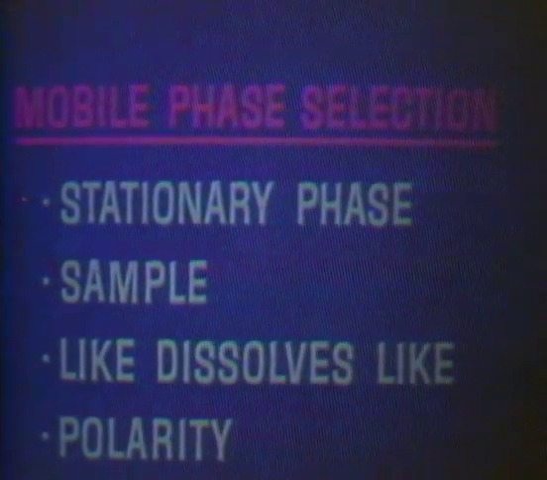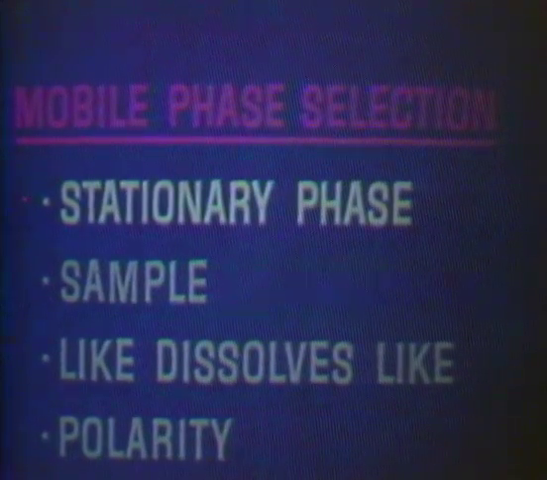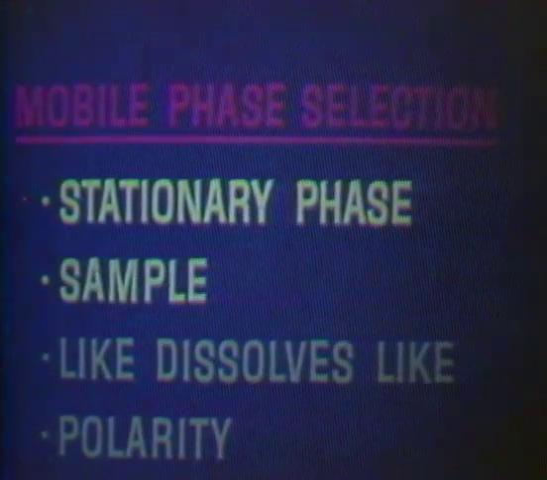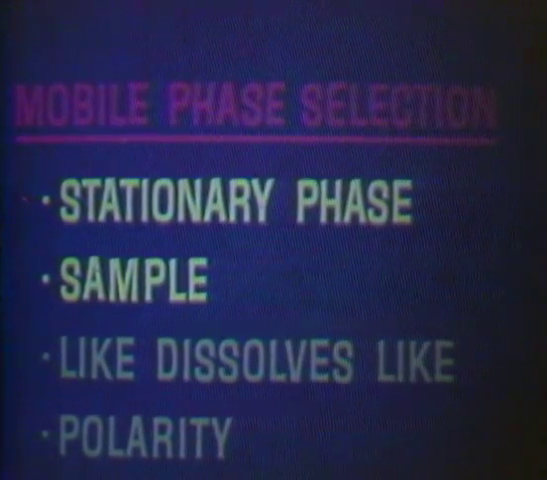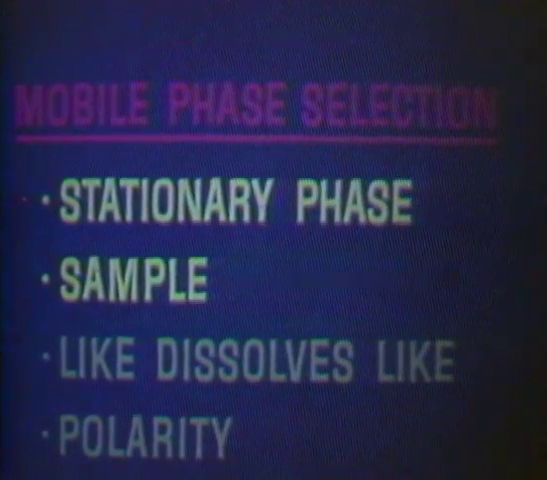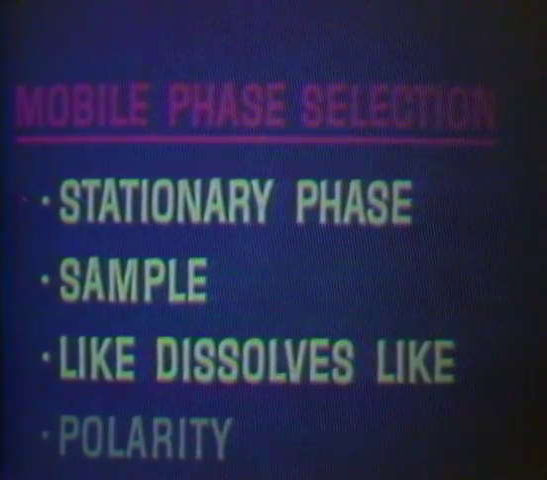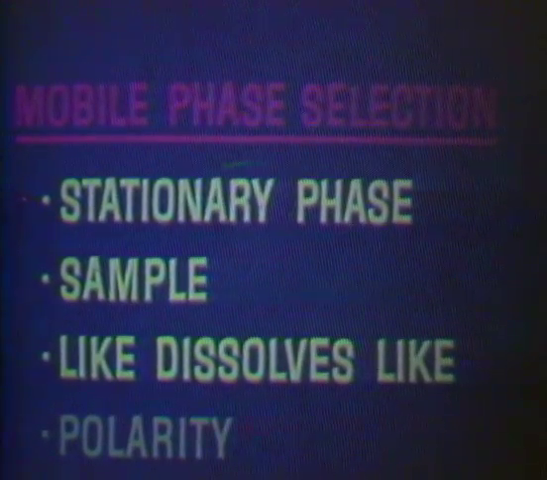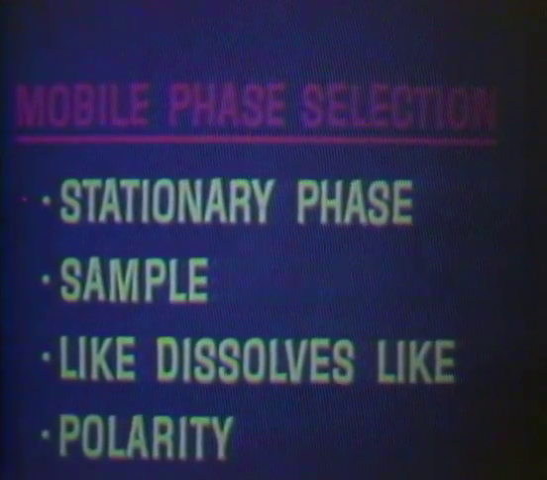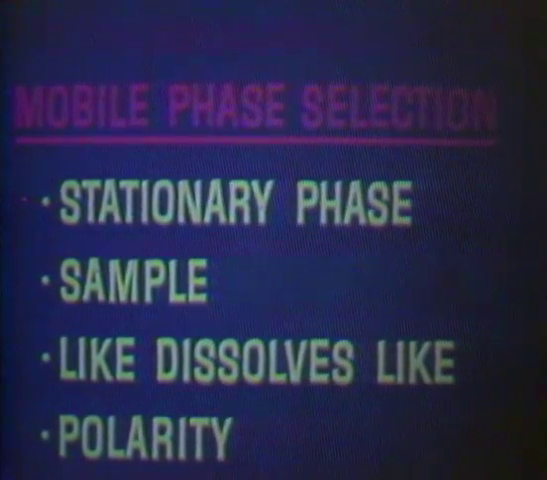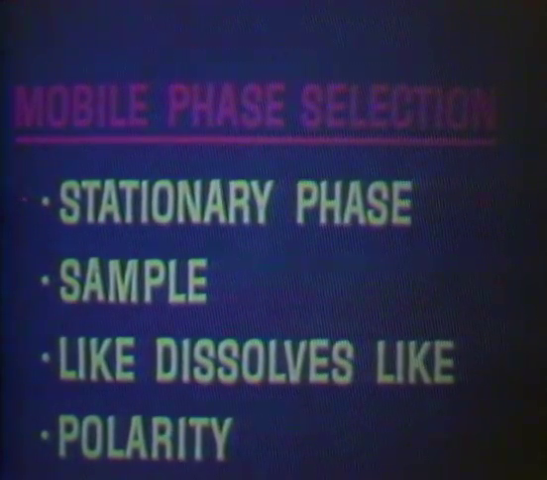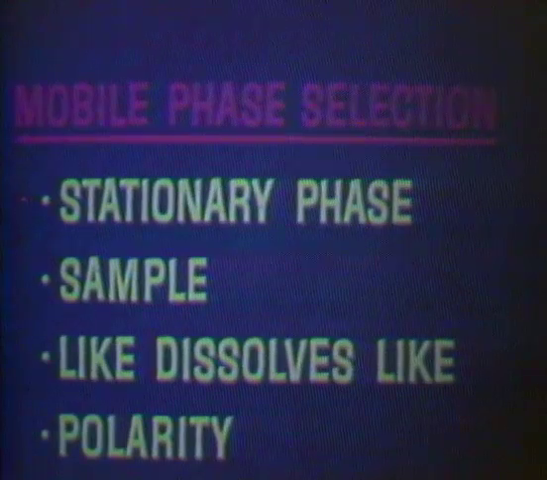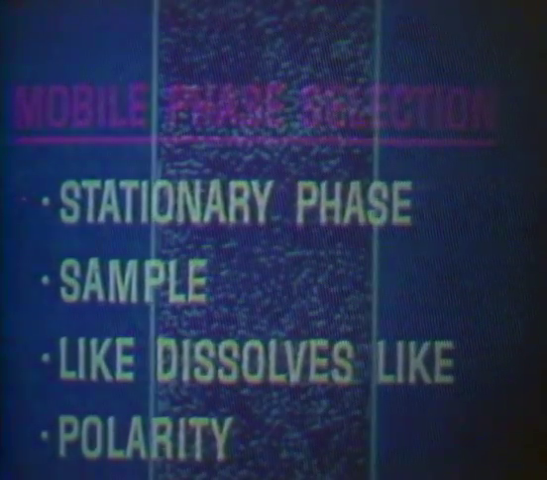Proper mobile phase selection depends on the properties of the stationary phase and of the sample. The selection is also based on the rule, like dissolves like, and the solubility of the sample components in the mobile phase depends on their polarity. The matching of polarity is, however, only one aspect in mobile phase selection. The other aspect is related to the stationary phase.